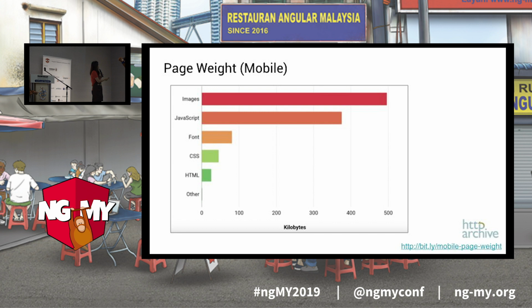So according to a research, this is what the page weight generally is. Images always take a whole lot of weight out of a page. The next is JavaScript, and then font, and then CSS, then HTML.